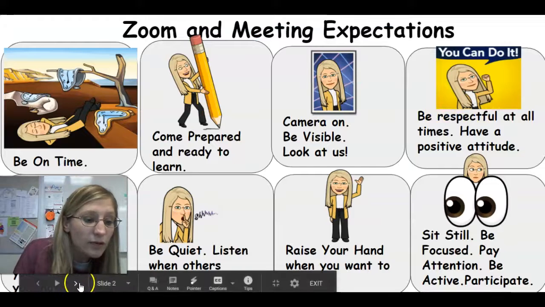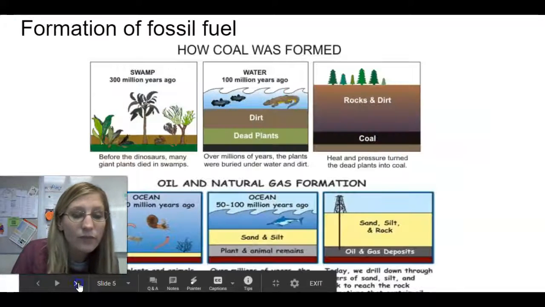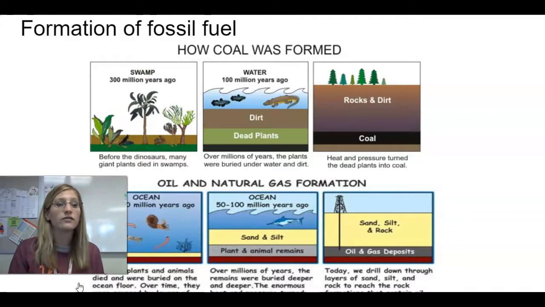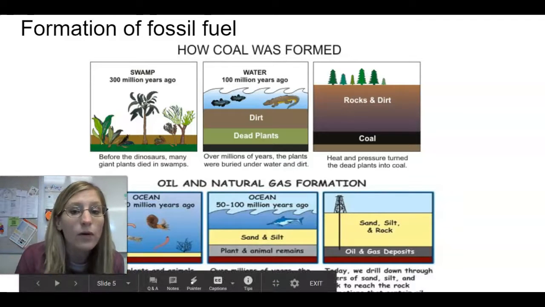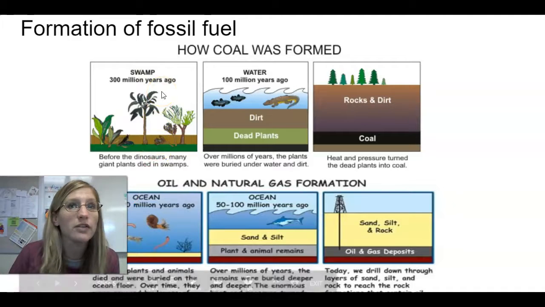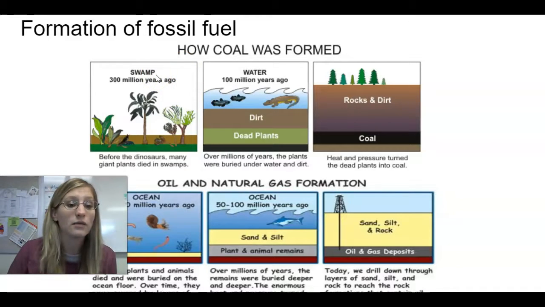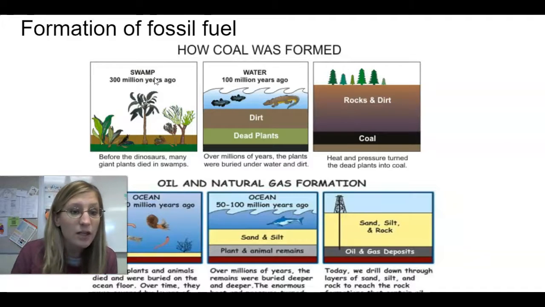Okay, so we're going to keep going. Today, we're going to take a look first at how coal forms. What happens with coal is it first starts out in a swampy area, and it takes usually about 300 million years before we get coal. That's a long time. Before the dinosaurs, many giant plants died in swamps.